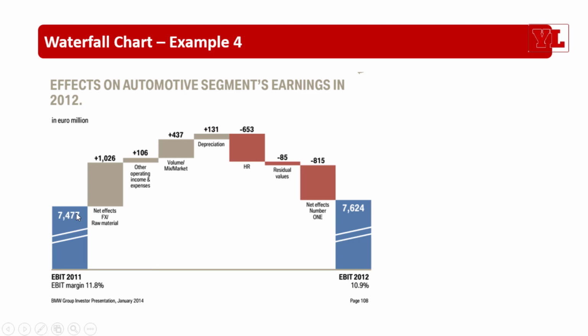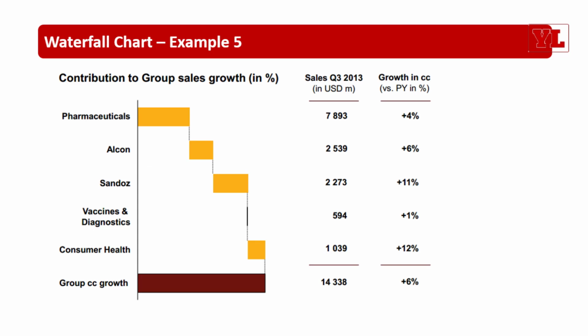The entire variance analysis shows what led to the increase and what led to the decline, such that all in all, the increment in EBIT was very small compared to what it could have been. Next, this is from Novartis. So almost the same concept, but this time horizontally.